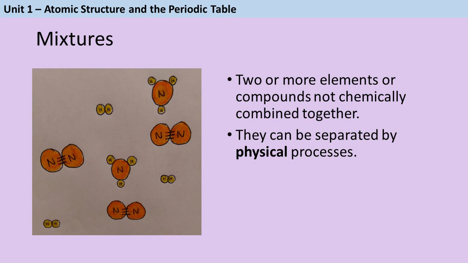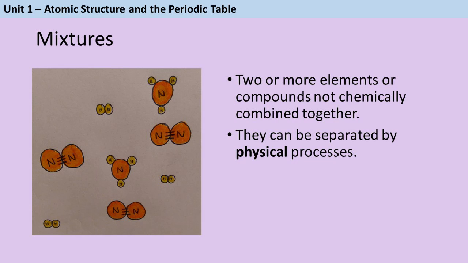Now the next bit of the GCSE is about separating mixtures. So firstly, we should probably define a mixture. A mixture is two or more elements or compounds that are not chemically combined together. They're not bonded. So for instance, this little picture here has got some nitrogen. You can see it there with its triple covalent bond. It's got some hydrogen and it's also got some ammonia, some NH3.